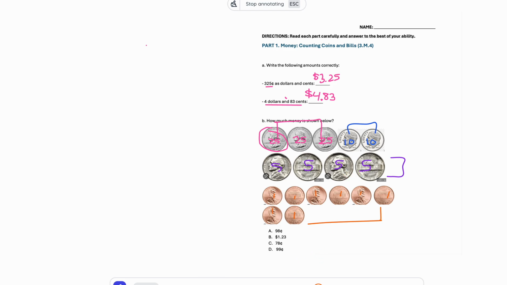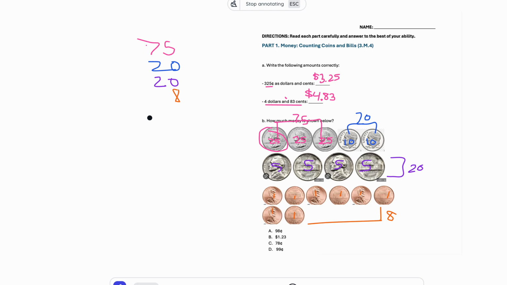They might have just set it up how I did. Okay, so let's go coin by coin and count our total, and then we can add them all up. We've got 75 cents in quarters, so I'm going to write that here. We've got 20 cents in dimes, because 10 plus 10 is 20. 25 plus 25 plus 25 is 75 cents. Now I'm going to count by fives for my nickels: 5, 10, 15, 20. So I've got 20 cents again. And then I'm going to count penny by penny: 1, 2, 3, 4, 5, 6, 7, 8. We've got 8 cents here.